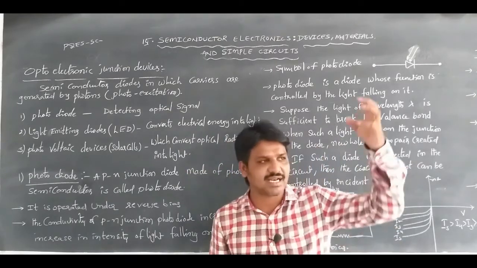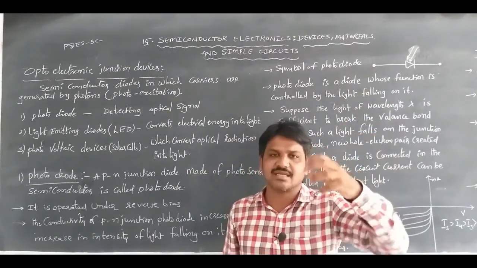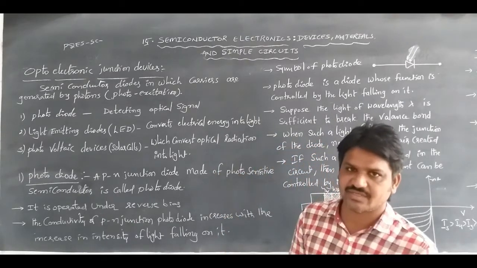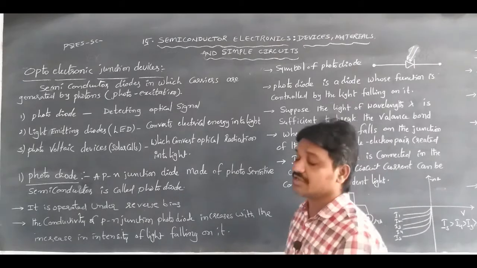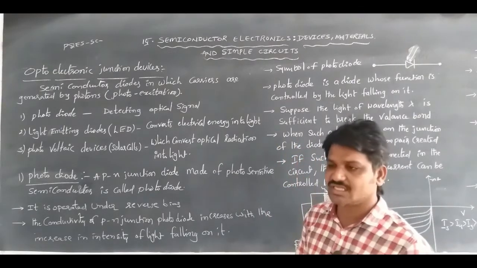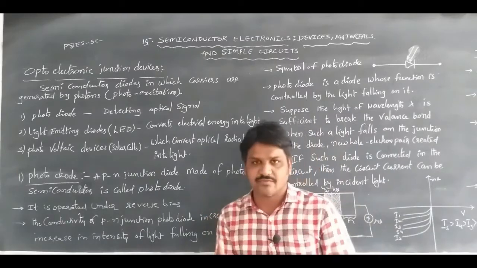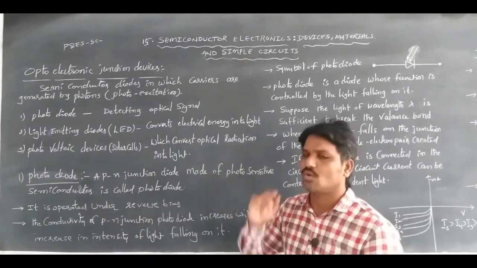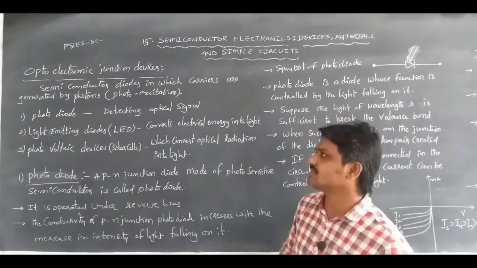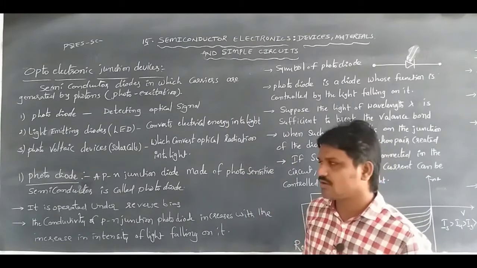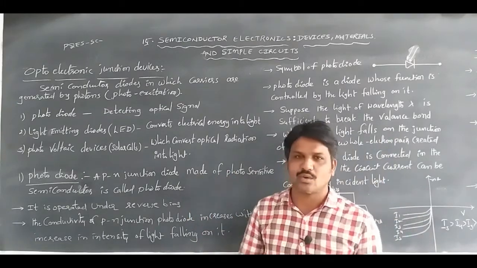Whenever sunlight is incident on the solar plates, it can be converted into electricity, which can be stored. That type of device is a photovoltaic device. In this case, first of all, we are going to discuss the optoelectronic junction device called the photodiode.